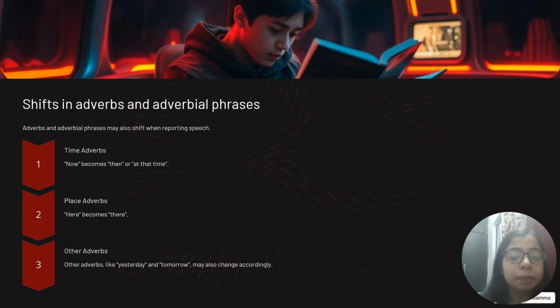Then place adverbs, how place changes. Here becomes there, because when I am talking to someone, I am at another place. When that person is talking to someone, that person is at another place. So here becomes there. And next is other adverbs like yesterday and tomorrow. These words also change accordingly.